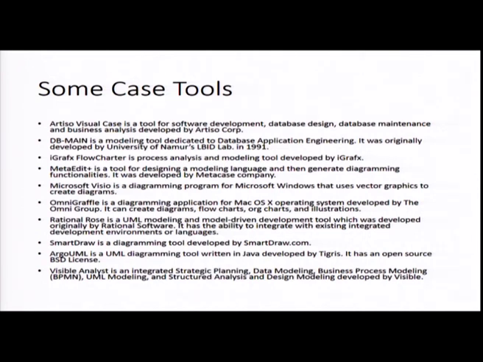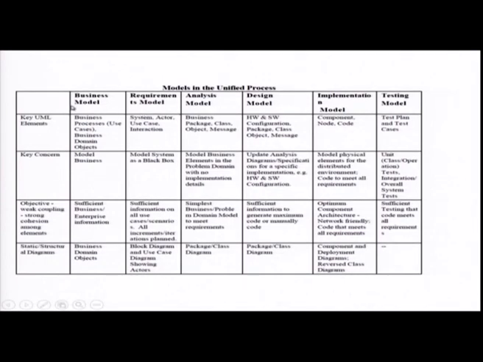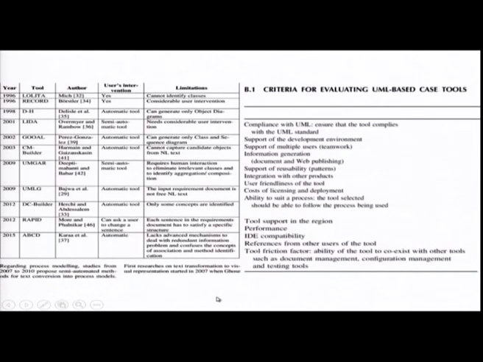So, Visible Analyst is an integrated strategic planning, data modeling, business process modeling, UML modeling, structured analysis and design modeling tool developed by Visible. Visible is the company, and what they said is very clear: we are only at the analysis phase. It is an analyst. So, at the highest level of abstraction, Visible Analyst is going to help you do all these things. So, this many models you can analyze: business model, requirements model, analysis model, design model, implementation model and testing model. Everything works. All these models are possible in Visible Analyst.